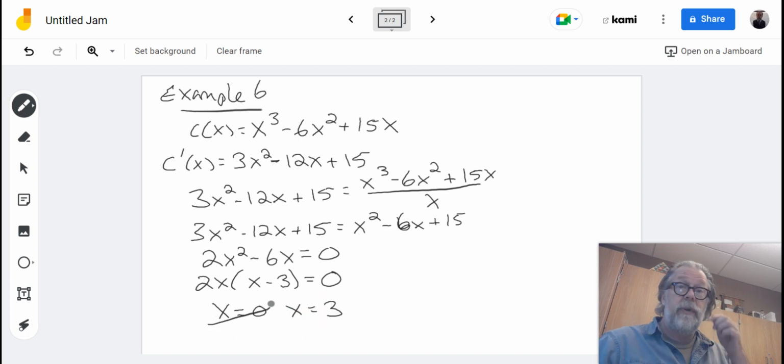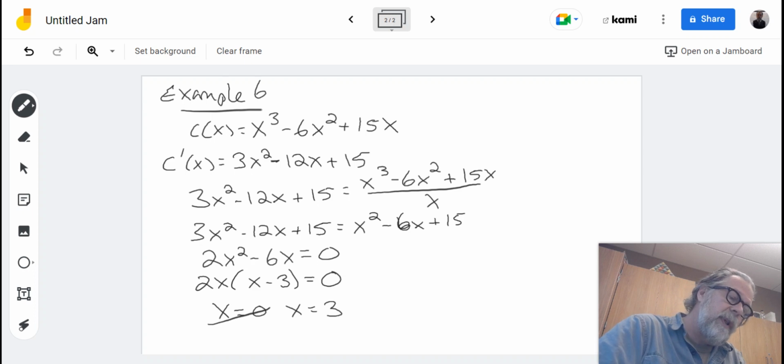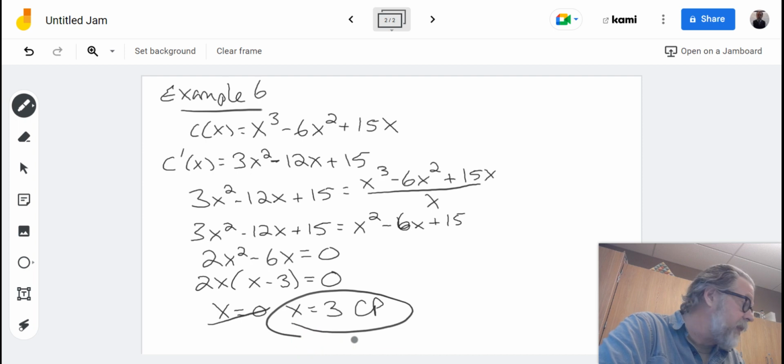x equals 0 is a trivial solution. Minimizing the average cost by making nothing is sort of pointless. So there is a critical point at 3,000 units. What we do need to do is double check and make sure that in fact this is a minimum. So we're going to take the second derivative of the average cost.